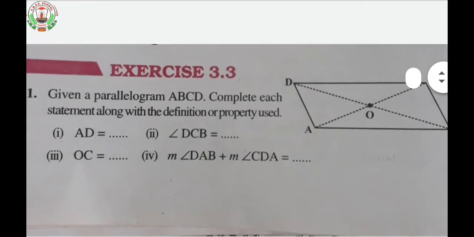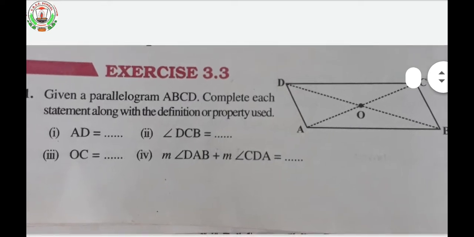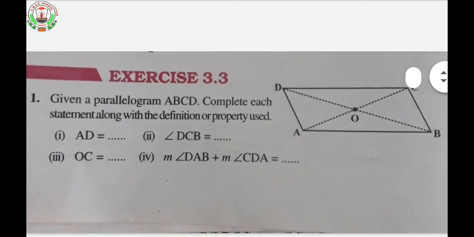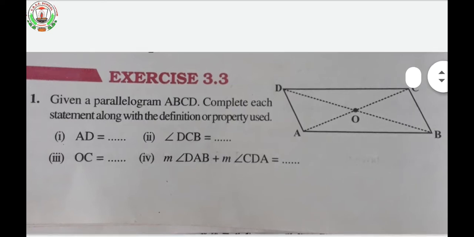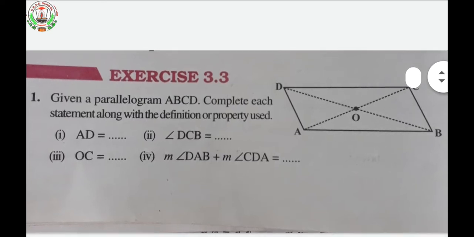Good morning to everyone. Today we are going to see exercise 3.3. In the previous video, we had already seen the classifications of a quadrilateral. Okay, so here is the question. Question number 1. Given a parallelogram ABCD, complete each statement along with the definitions or the properties used.